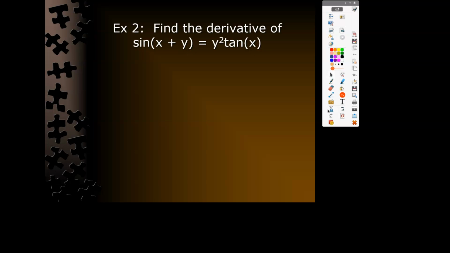Example number 2. Find the derivative of sine x plus y equals y squared tan x. So now this one is different than the previous one because the sine has a chain rule within it because you have x plus y inside the angle of the sine. But now it's implicit and chain because the sine has two variables.